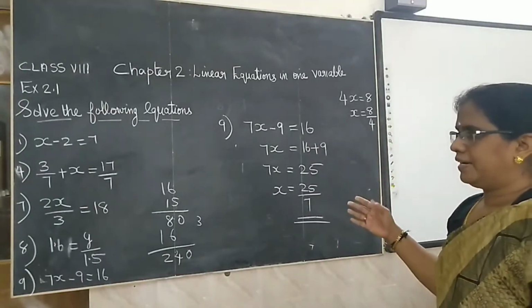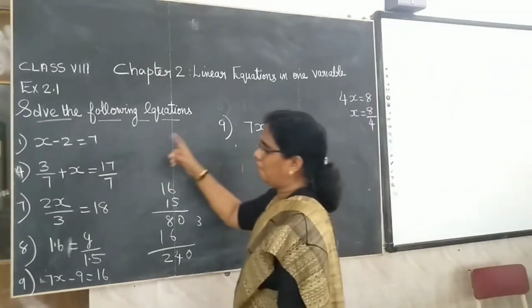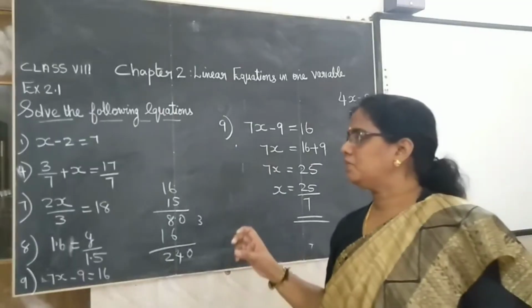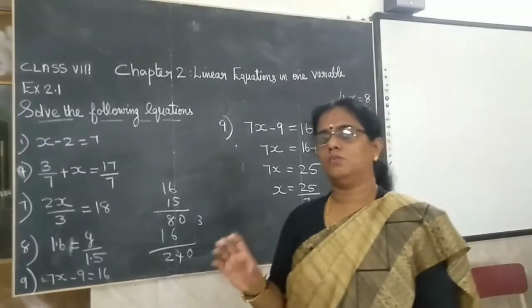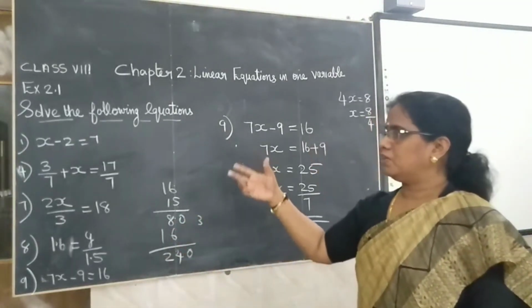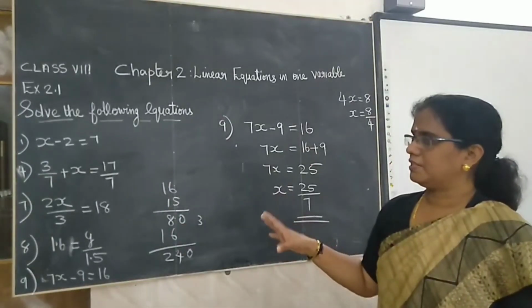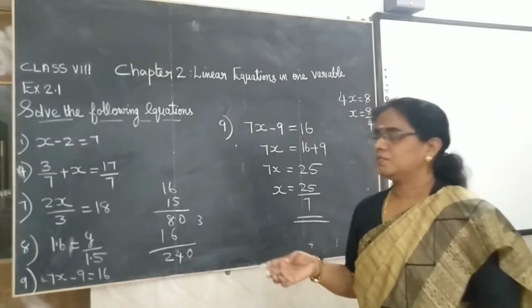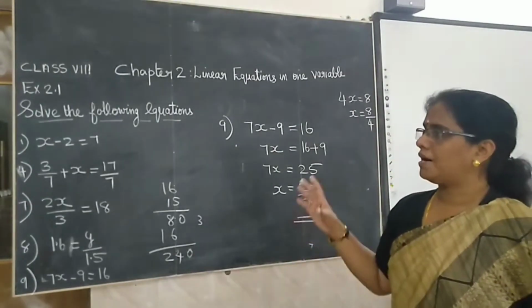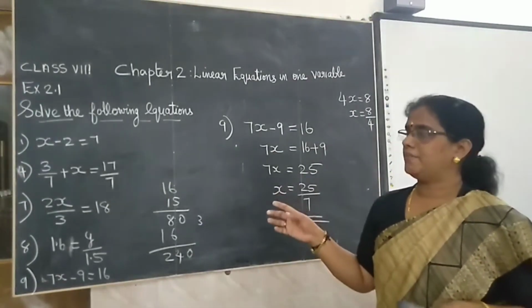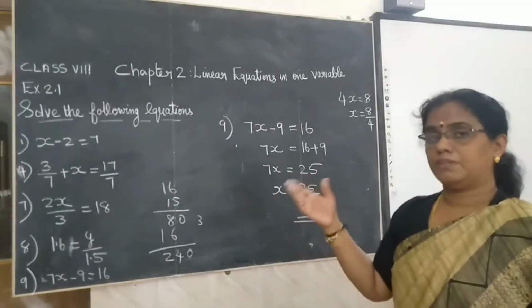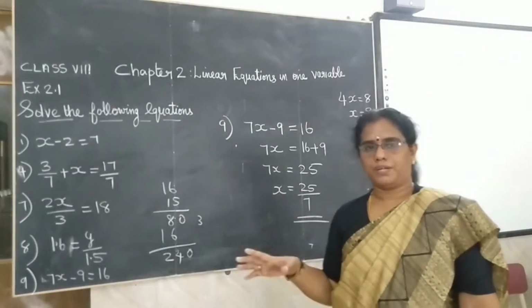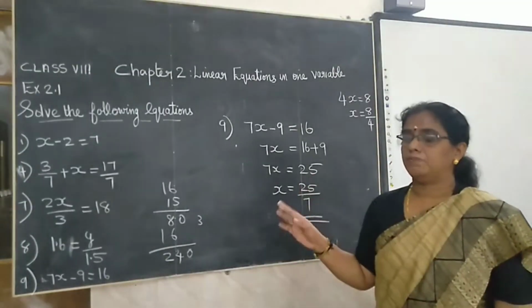So we have done questions 1, 4, 7, 8, 9 from your book. The remaining questions you can do as homework. Very simple questions. These 5 questions we have done. I think the remaining 4 questions you can do as homework. And I hope all of you understood. Solve means find the value of the variable x. If the variable is x, find the value of x, and if the variable is y, find the value of y. Solve means find the value of the variable.